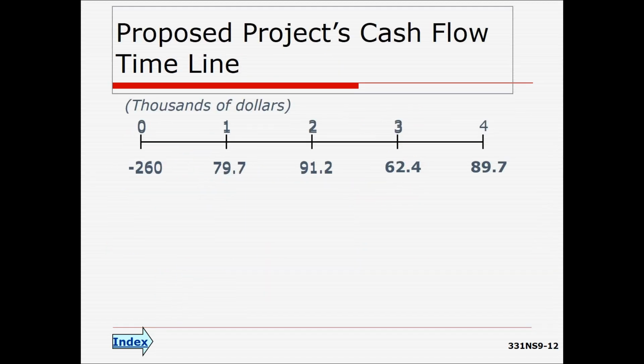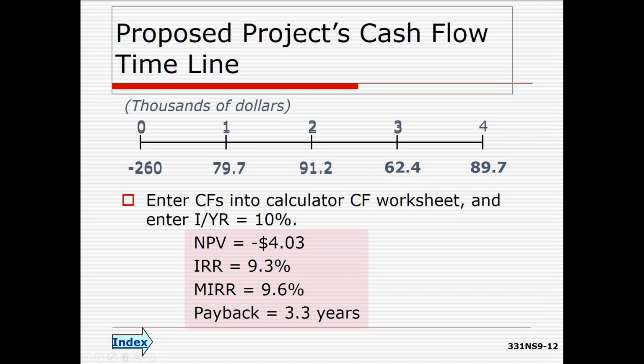Putting all the numbers we've come up with together on a timeline, we have the values we'll use in the cash flow worksheet to find NPV. NPV, minus $4.03 million. IRR, 9.3% versus a cost of capital of 10%. MIRR, 9.6%. Payback, 3.3 years. With these results, the project is a no-go.